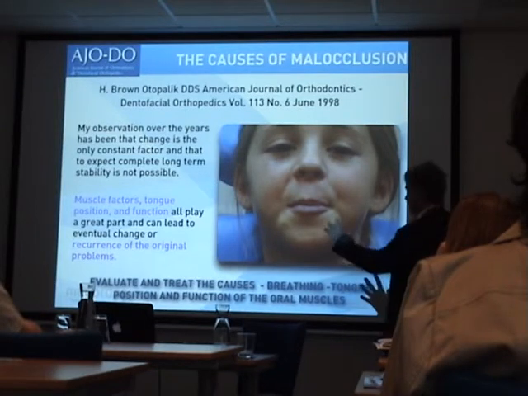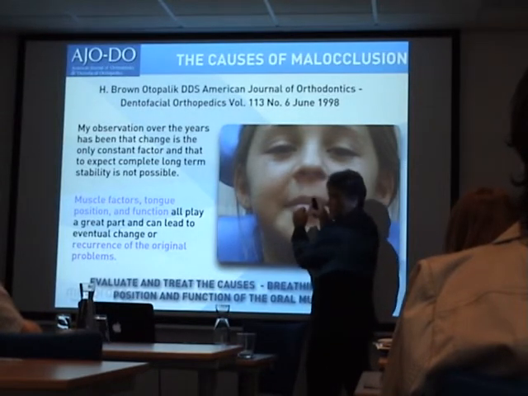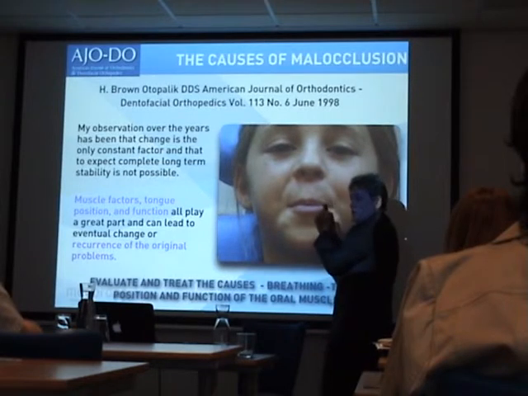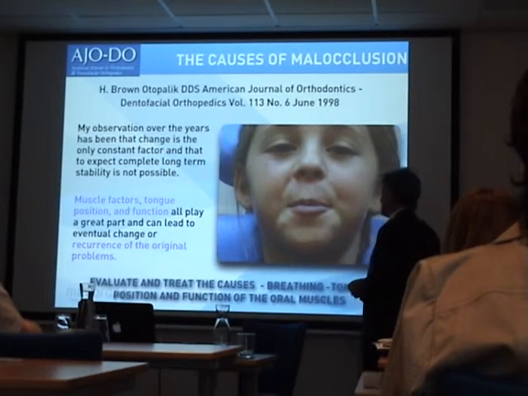So when you look at this child, all the muscles are pushing inwards, and there's no room for the teeth, and that's where we get severe crowding.